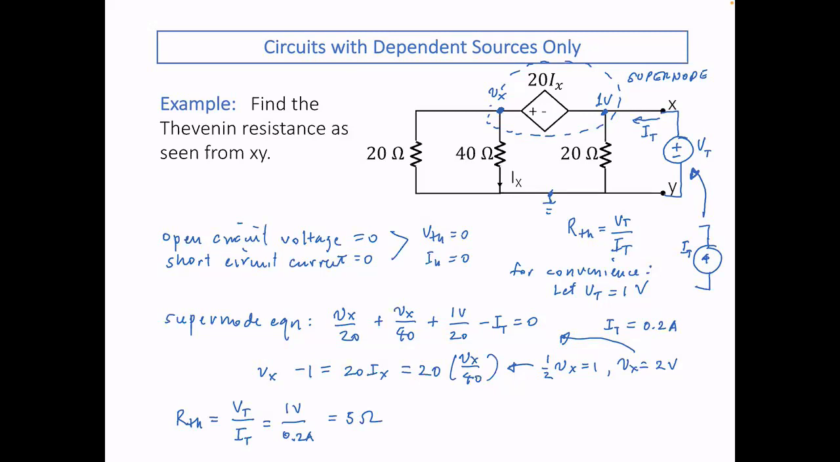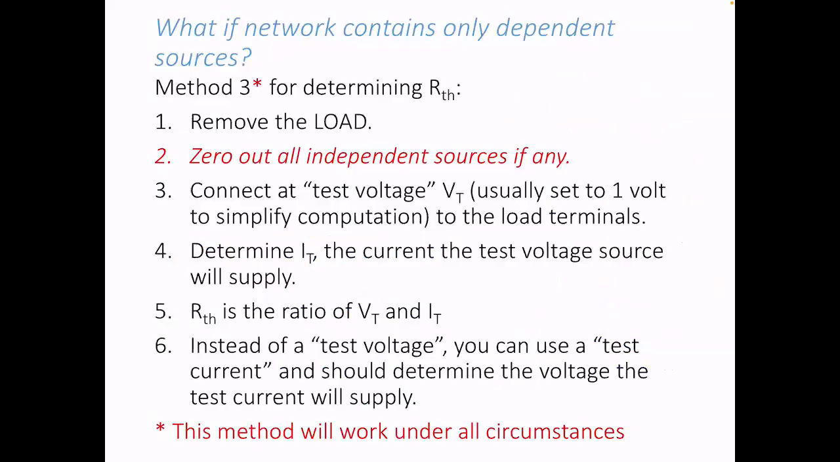So if you try that, you should get exactly the same value. If you get V of t over I of t, you should get the same value. So that's what I was trying to say here. Instead of a test voltage, you can use a test current. And what you try to do is determine the voltage the test current will supply. And it's the same. Your RTH is the ratio of test voltage to test current.